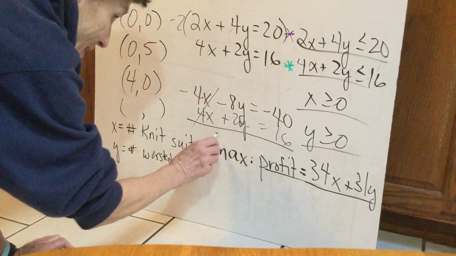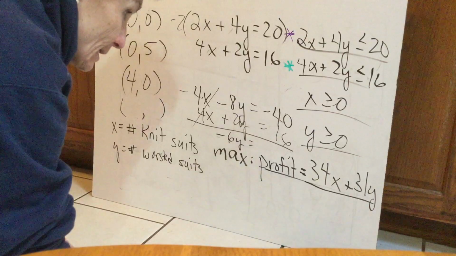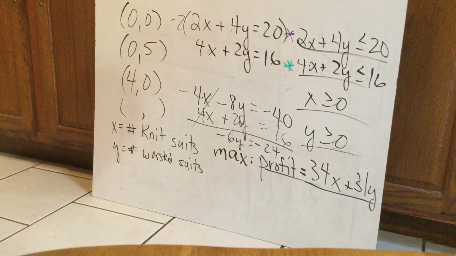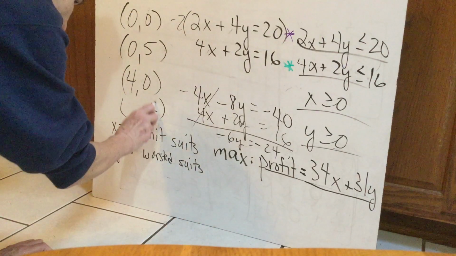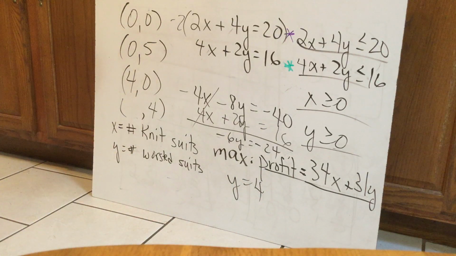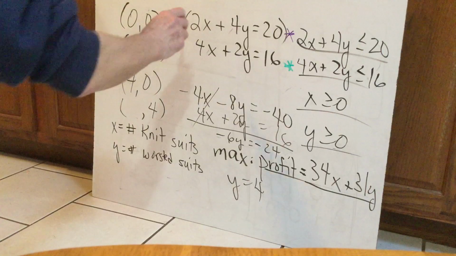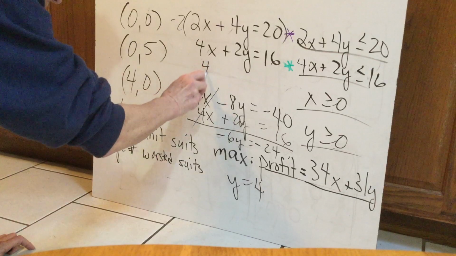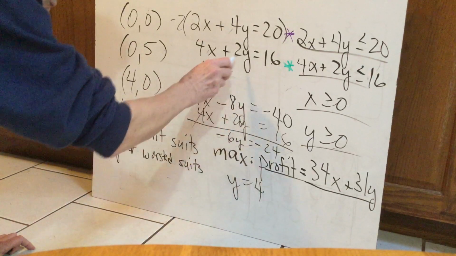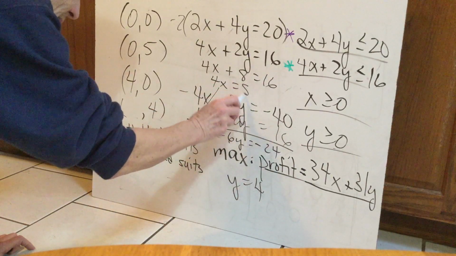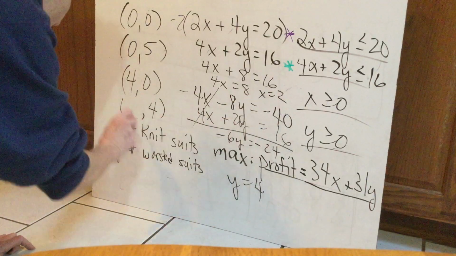And I'm going to end up with -6y equal to -24. Does that look right? Which means my y coordinate is 4. Now I'm going to go back to my equation. You can use any of these. So I'll go to this one right here since I haven't messed it up. So 4x plus, now y is 4, so that's going to be 8, equals 16. So 4x equals 8 and x equals 2.